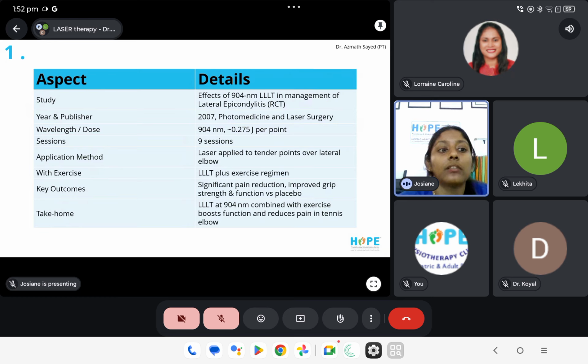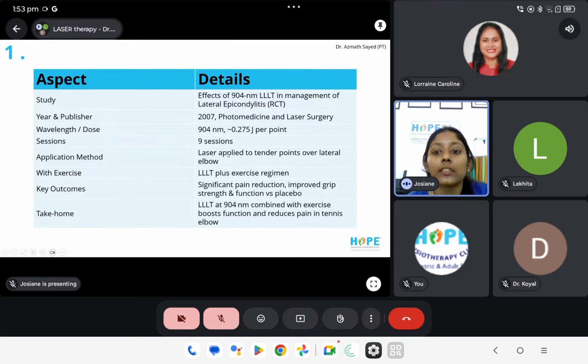So the first one is the effects of 904 nanometer low level laser therapy in management of lateral epicondylitis. It was published in 2007, Photomedicine and Laser Surgery. Wavelength was 904 nanometers, 0.27 joules per point.